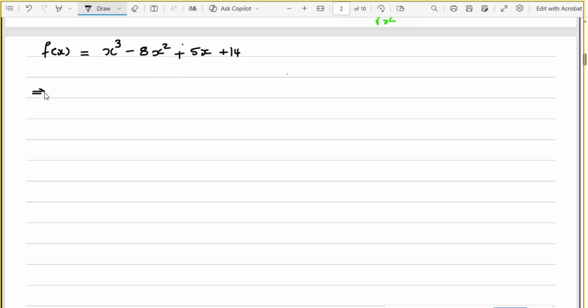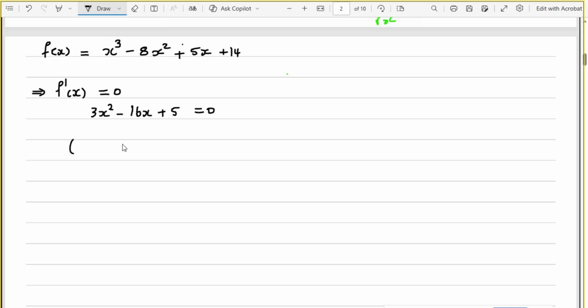Remember, when we find the turning point, we find the first derivative, we equate it to 0, then solve for x. So the first derivative of that equation will be 3x squared minus 14x plus 5. Then equate that to 0 and solve for x. You understand? No, this is not 14. This is 16. It's 2 times 8, which is 16x. Then we add 5. This is equal to 0.